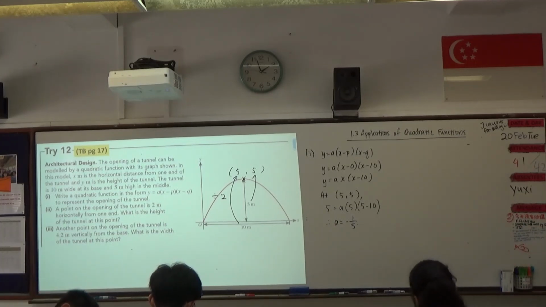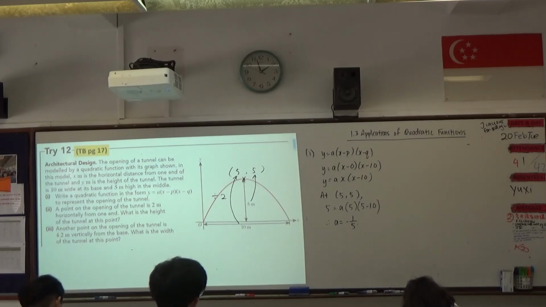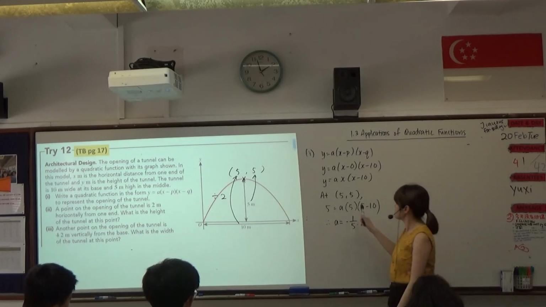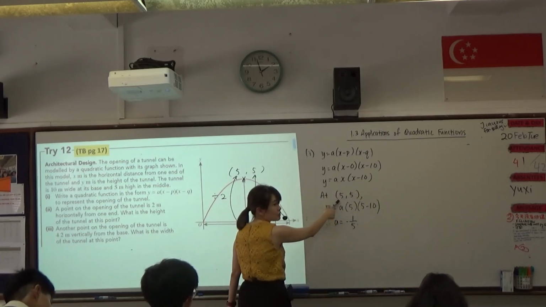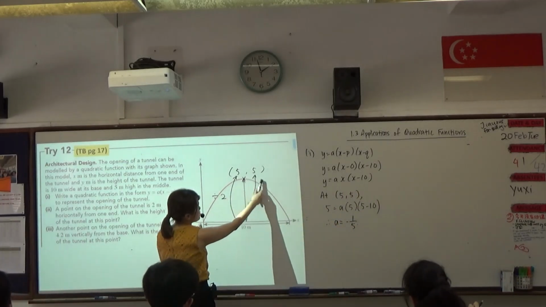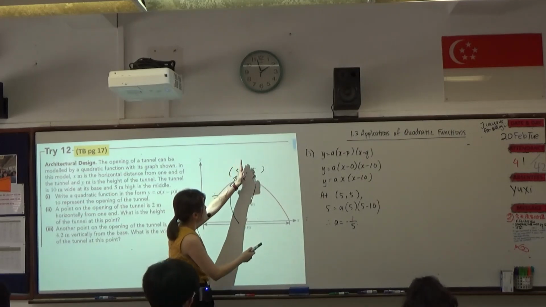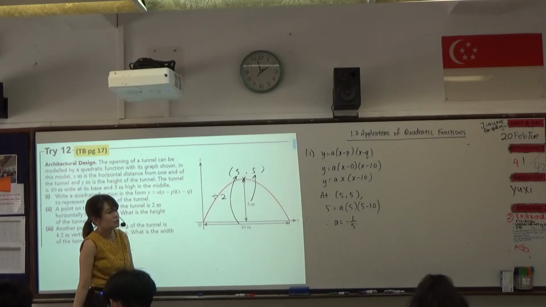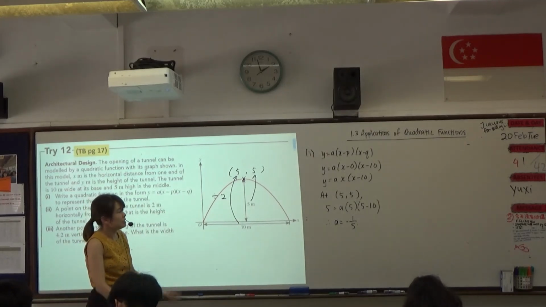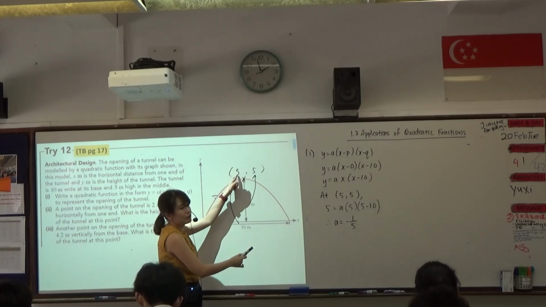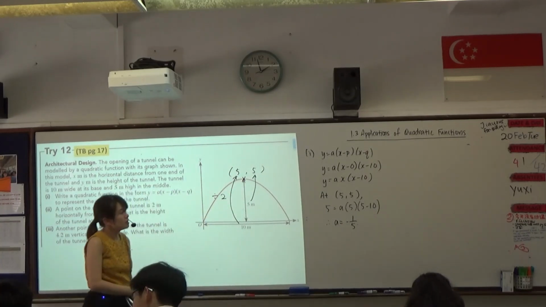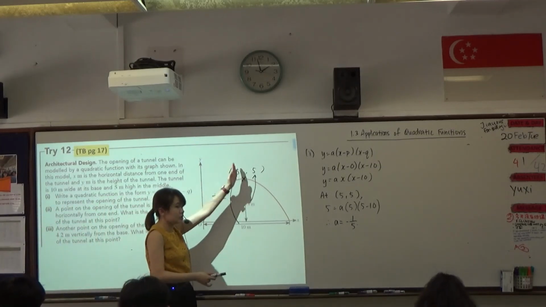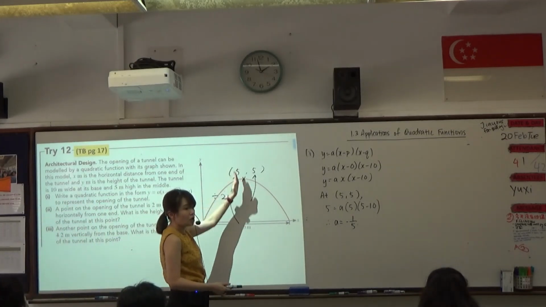How do we know the other x? Because this one is a quadratic function, it is symmetrical. That means right in the center, 10 meters divided by 2. If this whole thing is 8 meters, then divided by 2, now it will be 4. It's a quadratic function, so right in the center, your turning point must be in the center, along your line of symmetry.